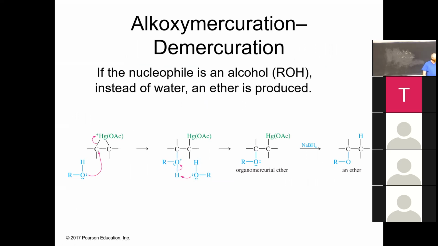This is the same mechanism, except instead of water, we're using some alcohol as our solvent. So R is methyl or ethyl or propyl or some alkyl group. It follows the same mechanism, except our final product will be an ether rather than an alcohol. It's carried out the same way.